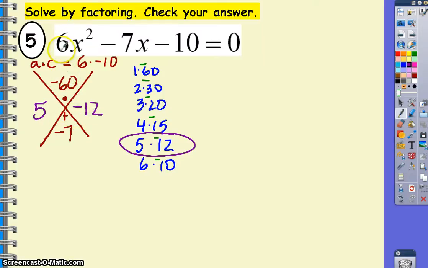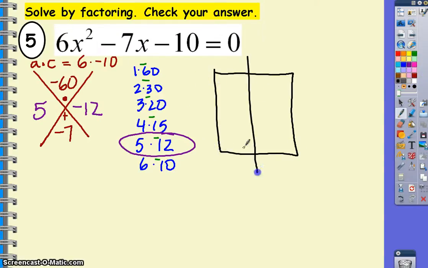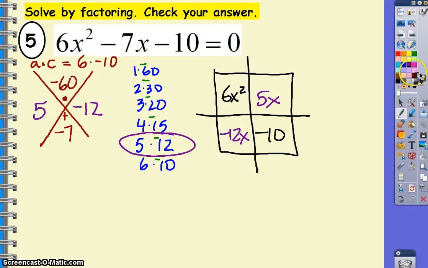Now, since a is not 1, we need a box. So we're going to draw a box. And into our box, from the equation goes 6x squared. We don't know what this is, but negative 10 goes over here. And the two numbers that go in our two spaces come from the x, 5x and negative 12x. And so now we filled in our box using our x, and now we can continue.